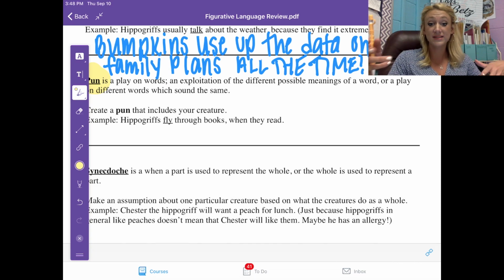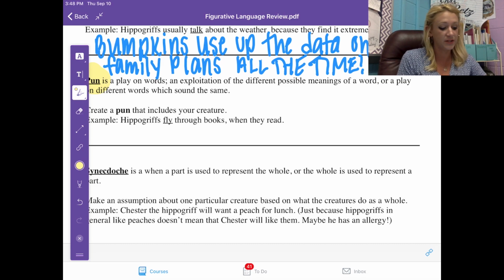So if you want to, use your resources. You can Google search like popular puns and see if any of them make sense for your creature. But try and think of one yourself. And again, in order to create a pun, you are going to think of words that have multiple meanings to them and then you're going to see if you can use both of those meanings at the same time. Okay, so take some time now and see if you can come up with any puns.